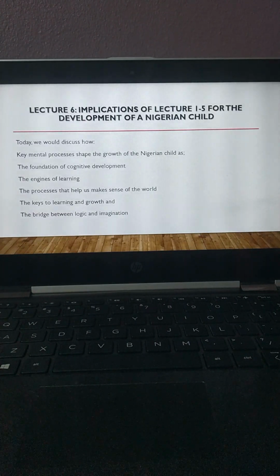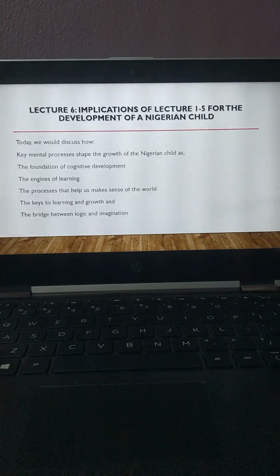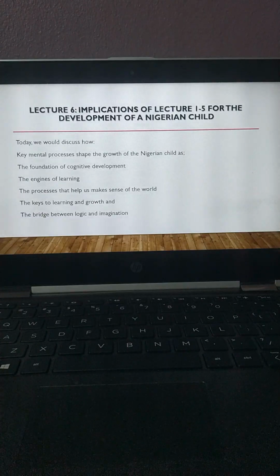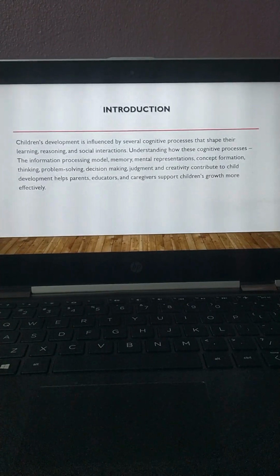Today, we will talk about how key mental processes shape the growth of the Nigerian child as the foundation of cognitive development, as the engines of learning, as the processes that help us make sense of the world, as the keys to learning and growth, and as the bridge between logic and imagination. And yes, we are drawing closer and closer to the end of this tutorial or this lesson. Let's move on. The introduction.